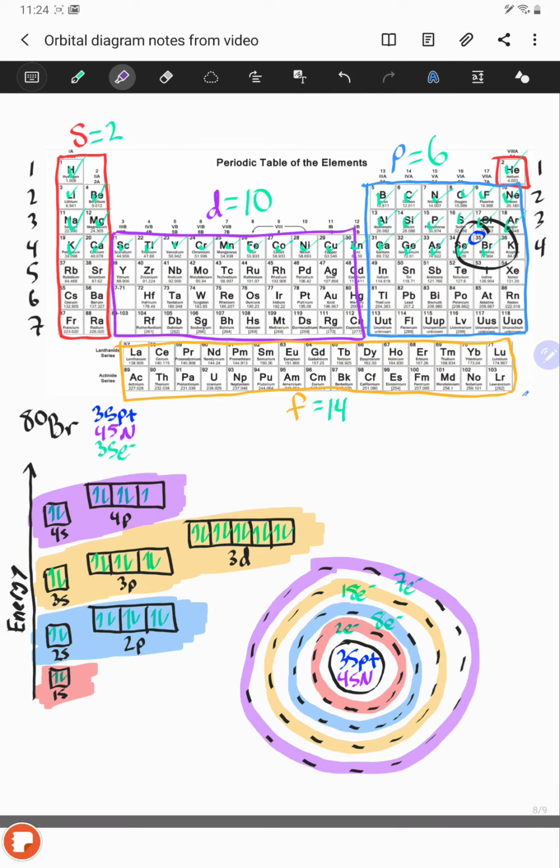We can also count the total number of electrons, and we see that we calculated there should be 35 electrons. There are 35 arrows drawn here, and if we add up 2 plus 8 plus 18 plus 7, we're going to get 35 electrons drawn there on the Bohr model.